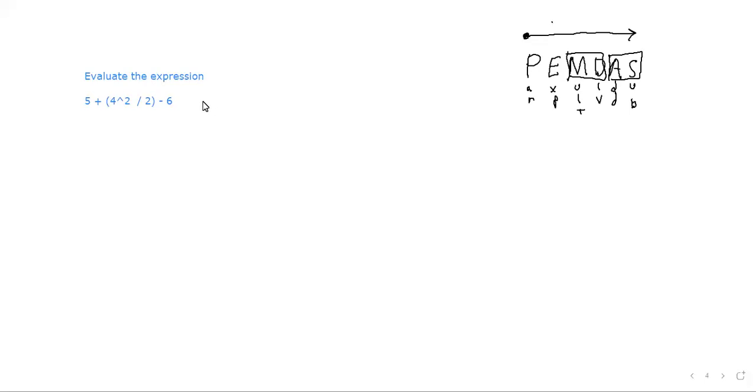The question states evaluate the expression, and they give us this equation here. Let me rewrite this equation in a little easier format to understand. So we have 5 plus 4 squared divided by 2 minus 6.